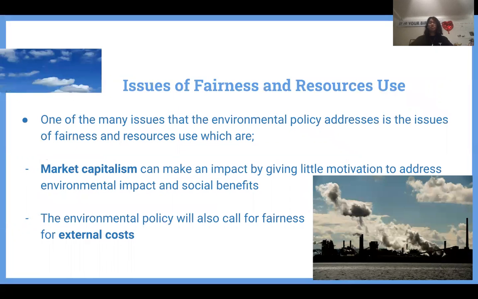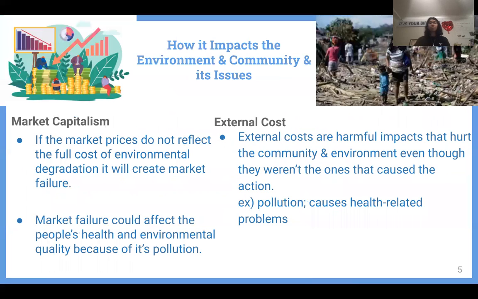One of the many issues that the environmental policy addresses is the issues of fairness and resources, which are market capitalism and external cost. Market capitalism can make an impact by giving little motivation to address environmental impact and social benefits. How it impacts the community environment and what its issues are.